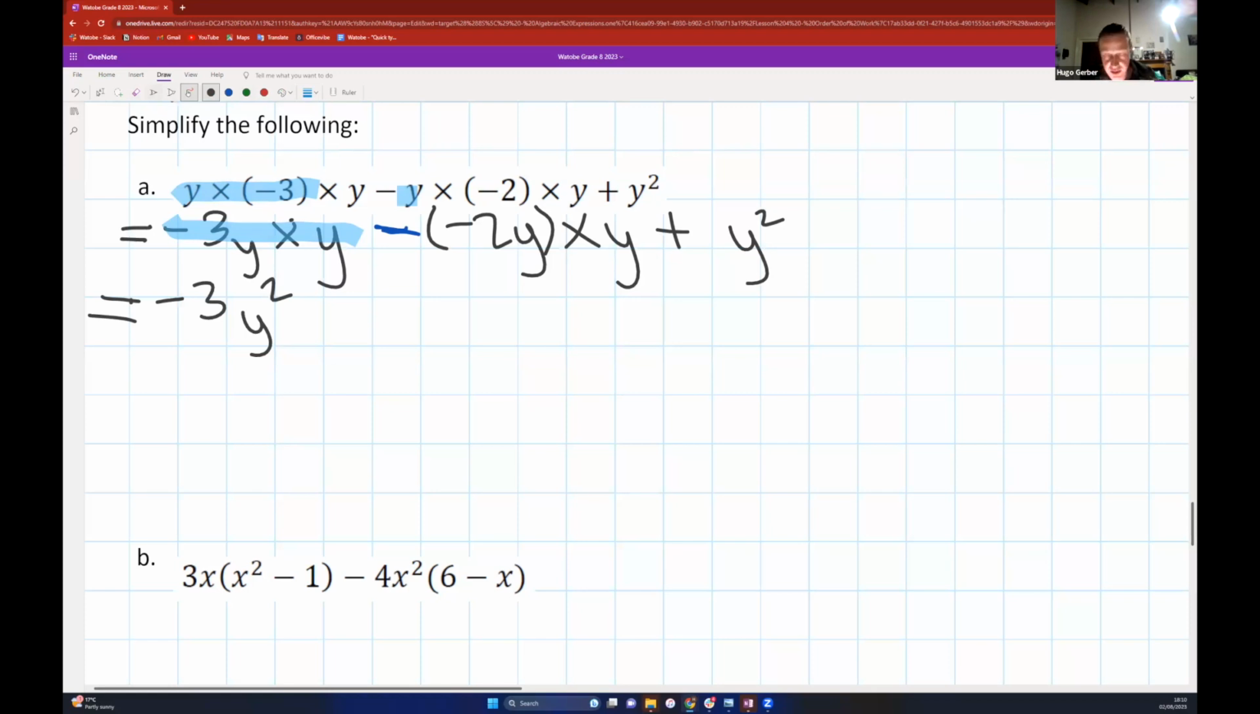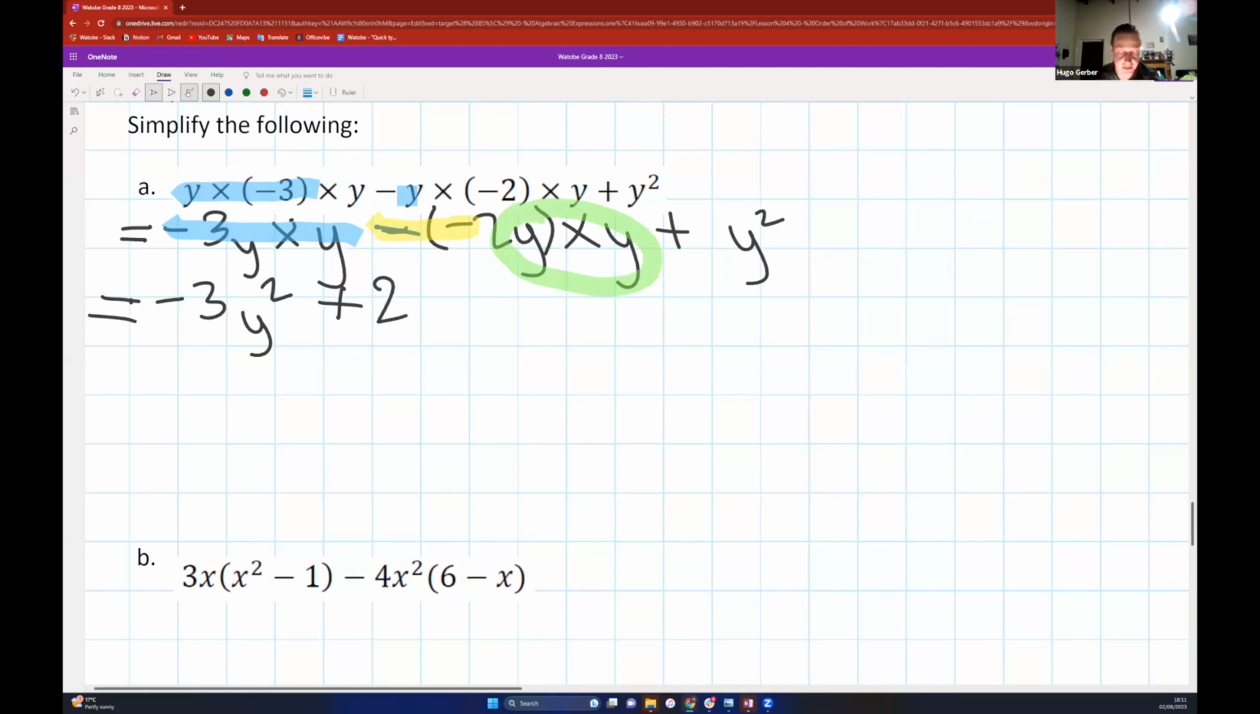Then this negative remains. No, it does not. Sorry. We have to get this negative out. Let me highlight in different colors. We're going to get the brackets out. So we're going to multiply those two negatives, and then we're going to multiply this y in simultaneously. How are we going to do that? Negative multiplied by negative gives us a, put it in the chat, a positive. Good. So we'll have a positive.